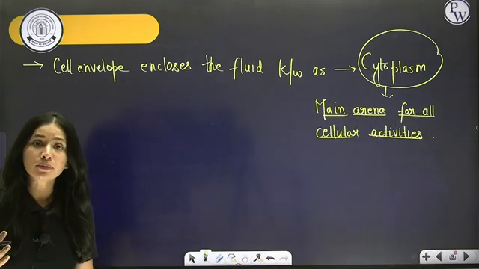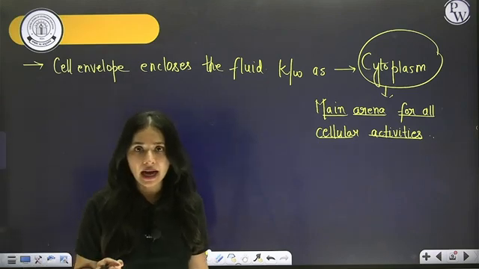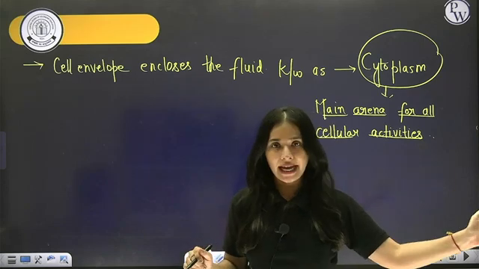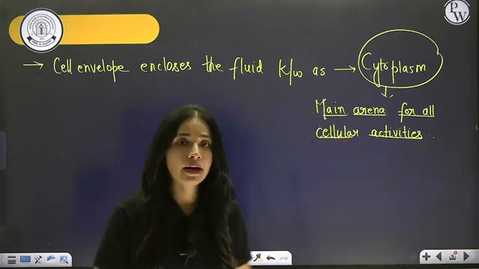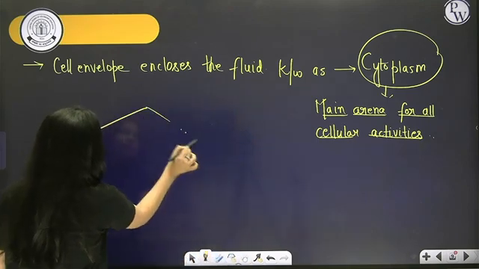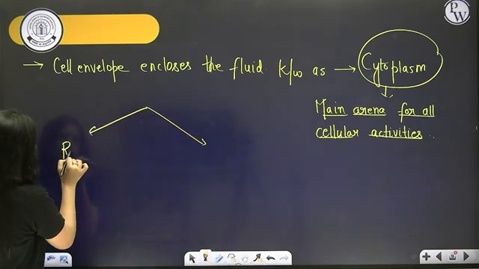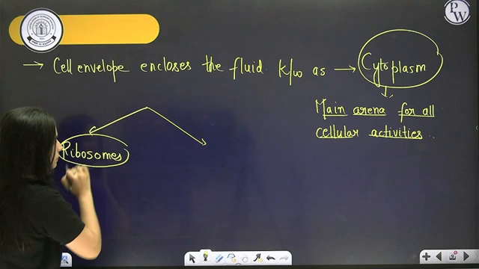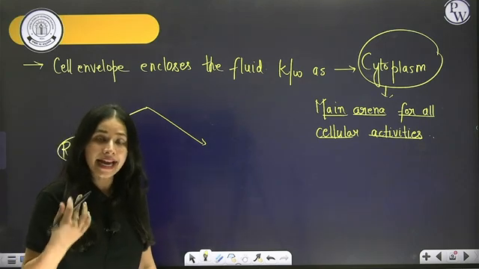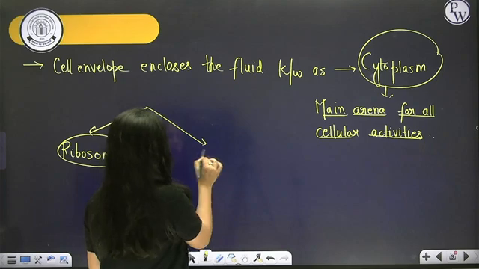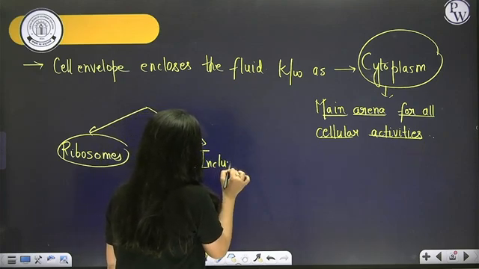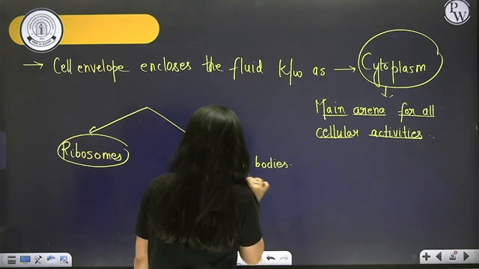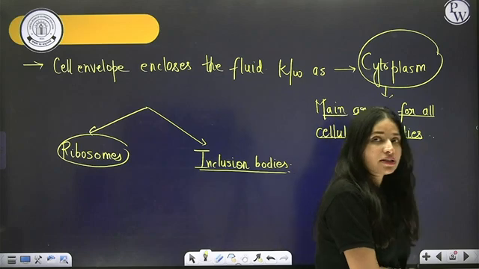Now, what does cytoplasm consist of? So, beta, the cytoplasm, I'm only talking about prokaryotic cytoplasm, not eukaryotic cytoplasm. So, when I talk about prokaryotic cytoplasm, it consists of non-membrane bound cell organelles called ribosome and dead bodies, storage bodies called inclusion bodies. Correct? Yes or no, everyone?